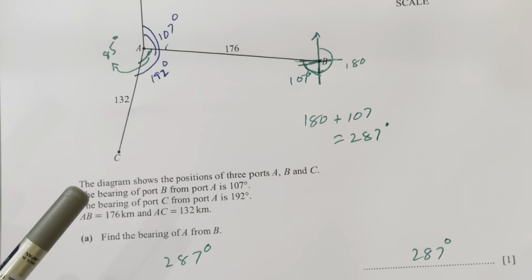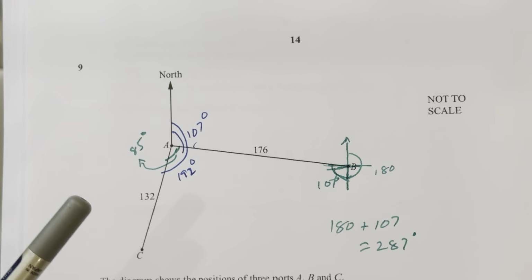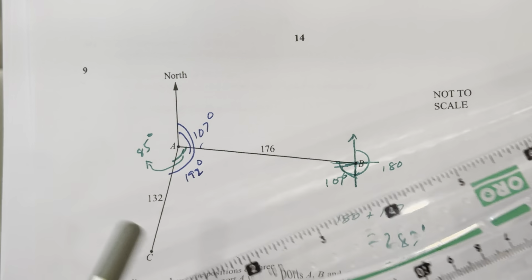Next part is B. Calculate BC. So BC would be this line.